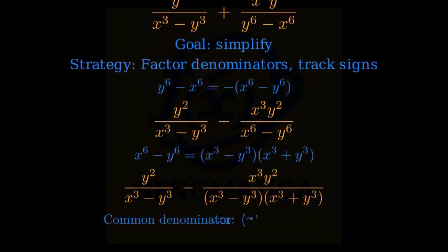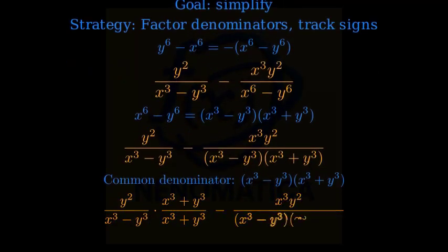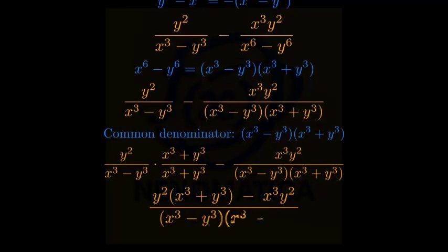To combine the two fractions, we need a common denominator. The common denominator is left parenthesis x cubed minus y cubed right parenthesis times left parenthesis x cubed plus y cubed right parenthesis. Multiply the first fraction by left parenthesis x cubed plus y cubed right parenthesis over left parenthesis x cubed plus y cubed right parenthesis.